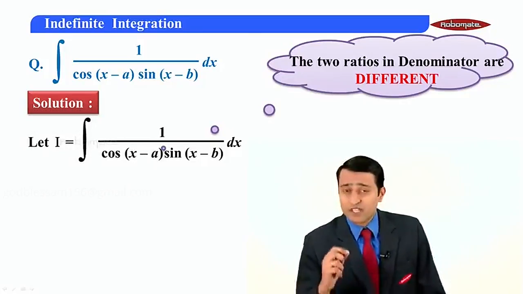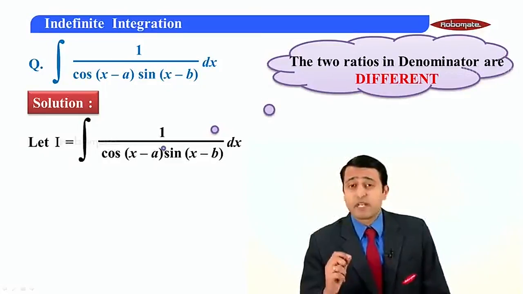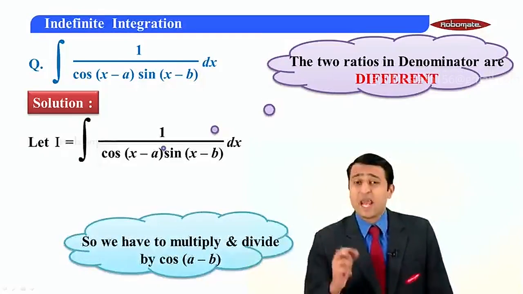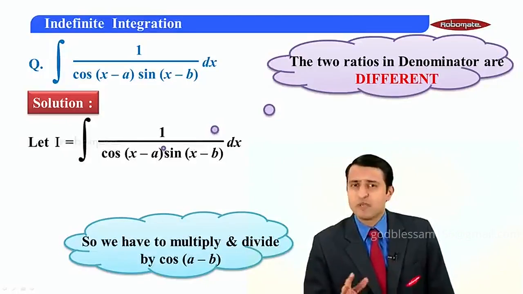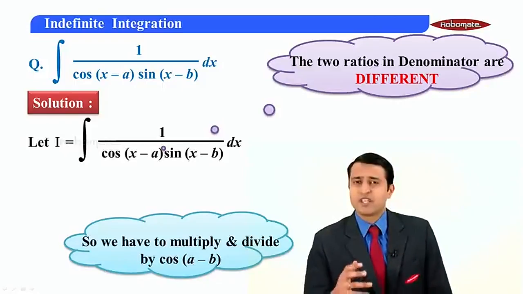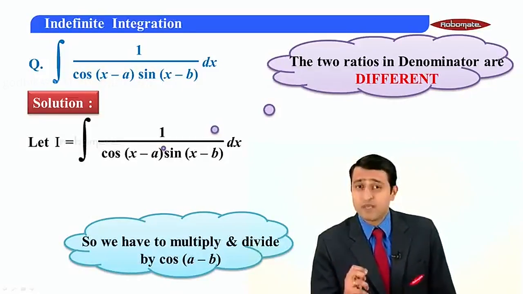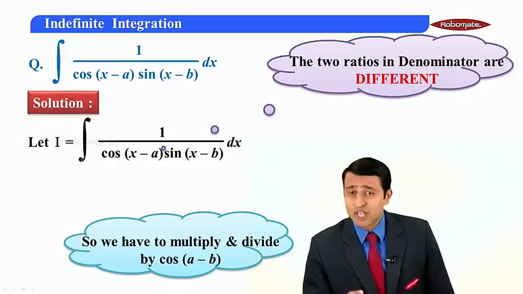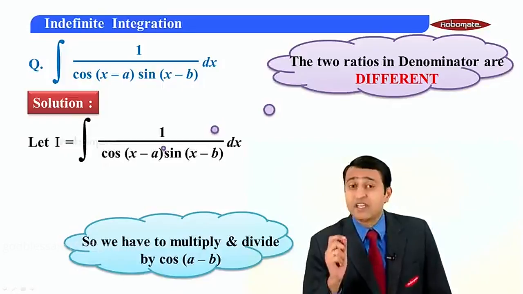Now whenever you have such a combination, that is sine and cos in the denominator, then we multiply and divide by cos of (a minus b). You may also multiply and divide by cos of (b minus a). Generally, it is cos of (a minus b) which is seen in many books. So we will multiply and divide by cos of (a minus b). And when are we supposed to do this? When the two trigonometric functions in the denominator are different.